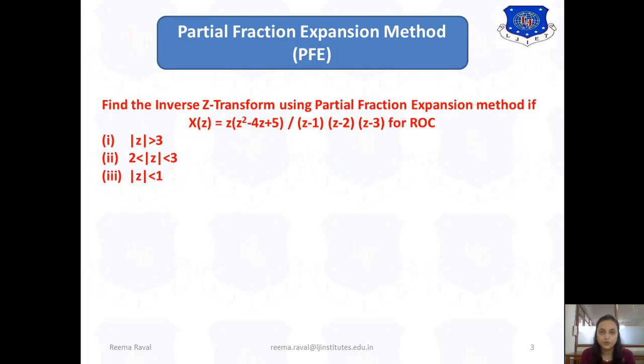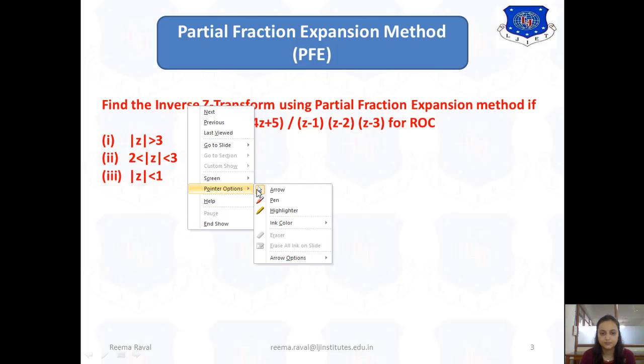So the data given to you is: find the inverse Z transform using partial fraction expansion method if the given X of Z is Z into (Z square minus 4Z plus 5) divided by (Z minus 1) into (Z minus 2) into (Z minus 3). The ROC conditions given to you are: first, mod Z greater than 3; second, 2 less than mod Z less than 3; and the third, mod Z less than 1. Okay, let us see how we will find the solution for this.